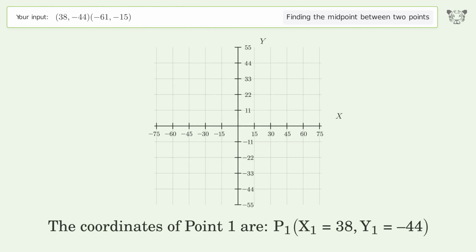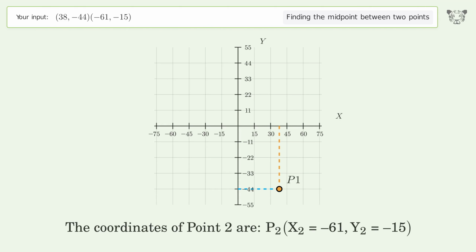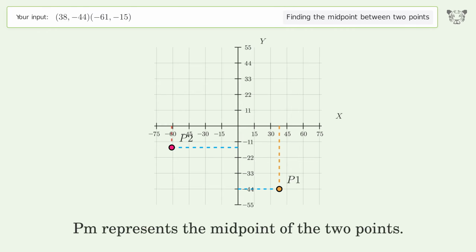The coordinates of point 1 are, x1 equals 38, y1 equals negative 44. The coordinates of point 2 are, x2 equals negative 61, y2 equals negative 15. PM represents the midpoint of the 2 points.